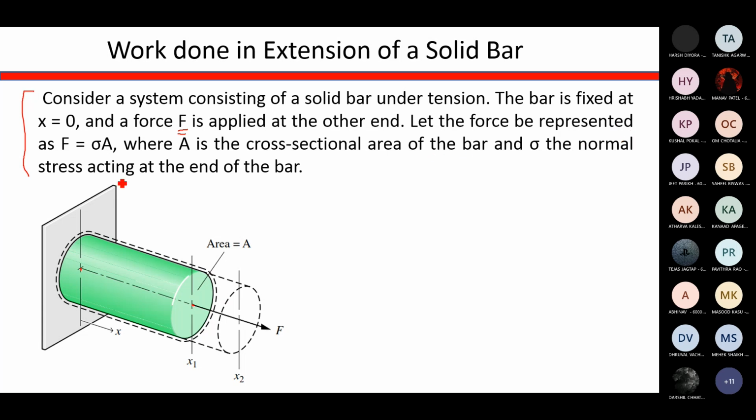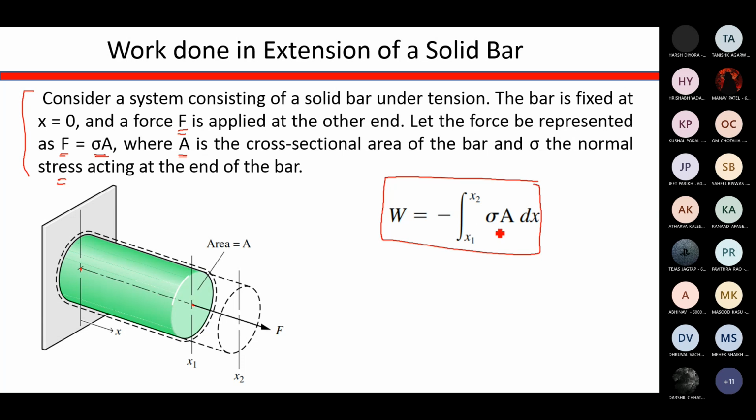Let the force be represented as capital F, given as sigma into A, right? We know this. Where this capital A is nothing but the cross sectional area of your bar, this one, and sigma is the normal stress. So you can find out what is the work done in this situation. You will write the expression as W is equal to minus the integral of sigma A dx. The limits of the integral will be x1 to x2, right? So x1 is this value and x2 is the value when it is extended, right?